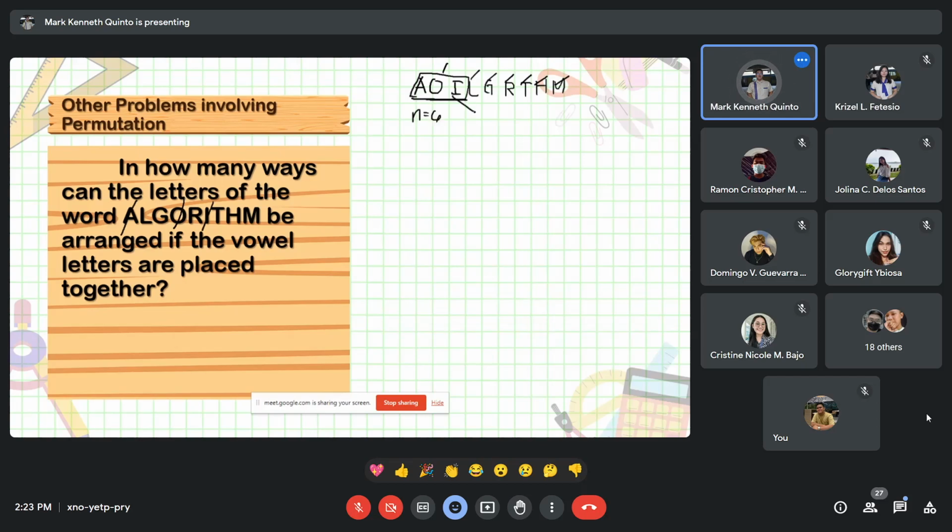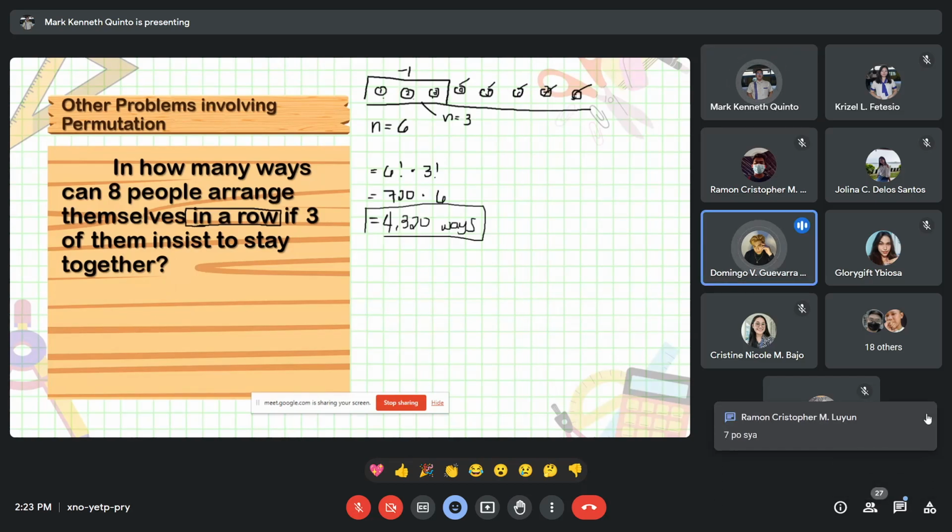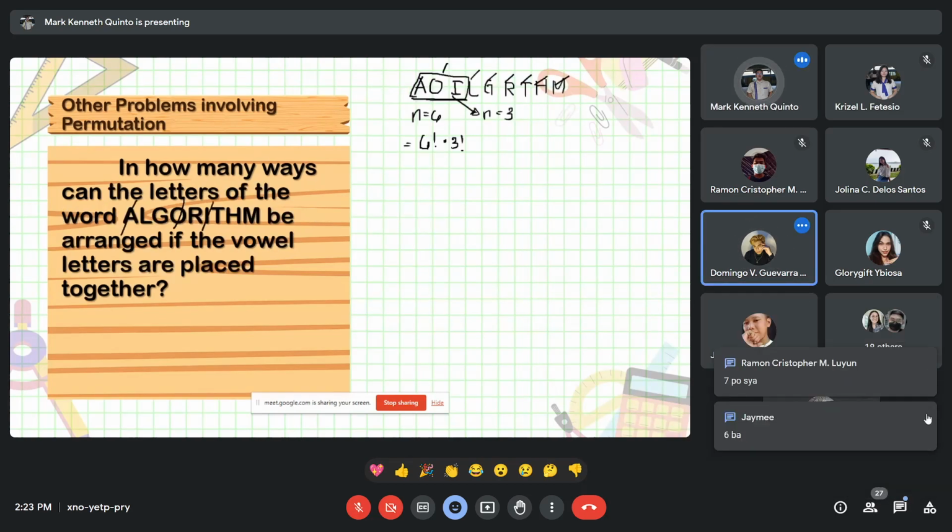Now, for those three vowels, pwede pa rin ba silang i-arrange? Yes, which is 3, or the value of their N is equal to 3. So we can write it as 6 factorial multiplied by 3 factorial. Parang same lang kanina. 7 dapat siya.